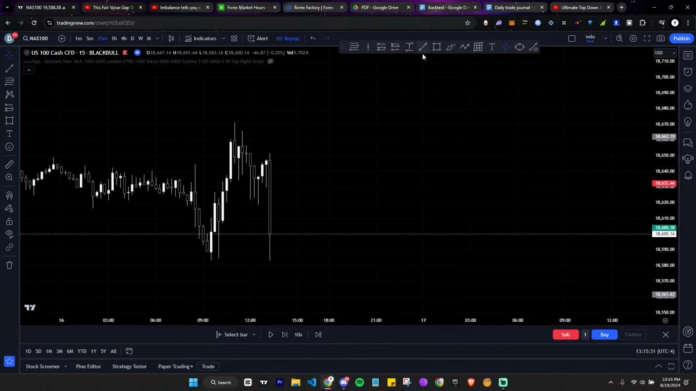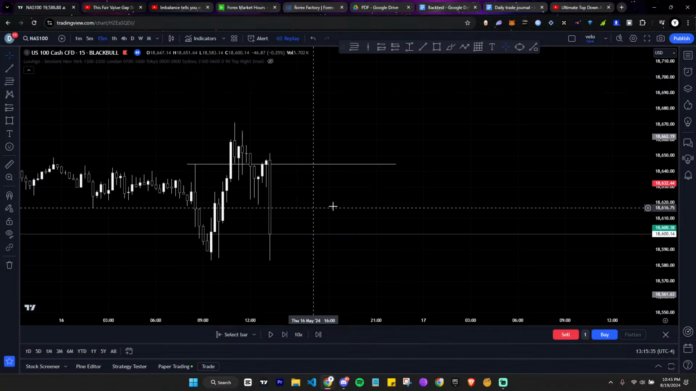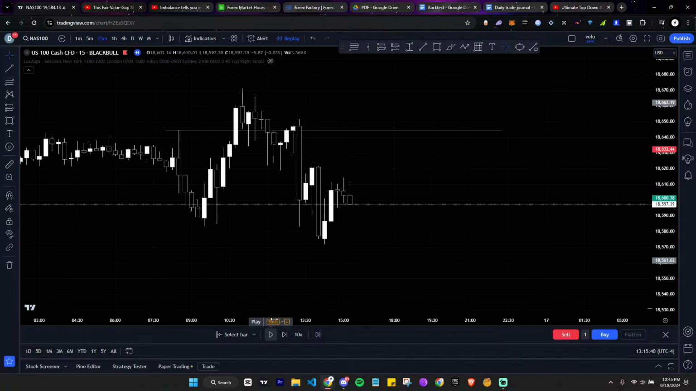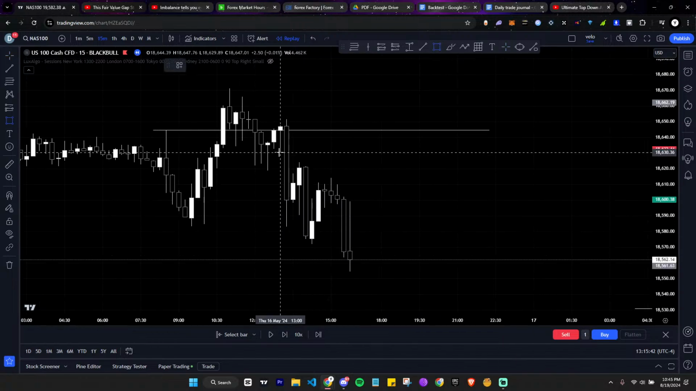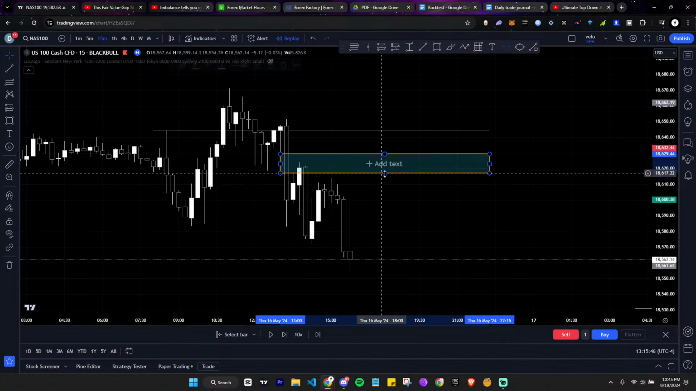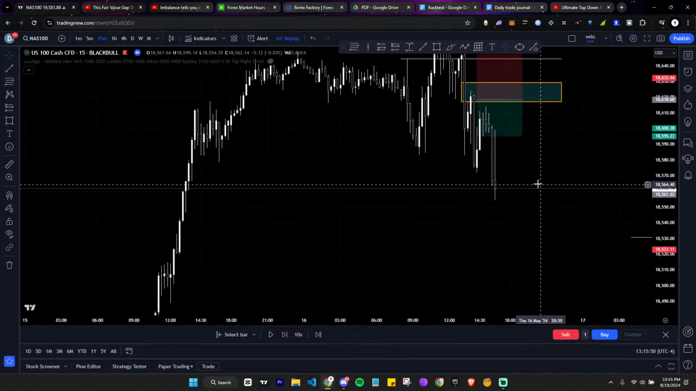We sweep liquidity right here. Sweep liquidity. We close below. Let's see if it's just a sweep. Never mind. Doesn't seem to be a sweep. We have a fair value gap. So we would entry off this fair value gap, targeting these highs.